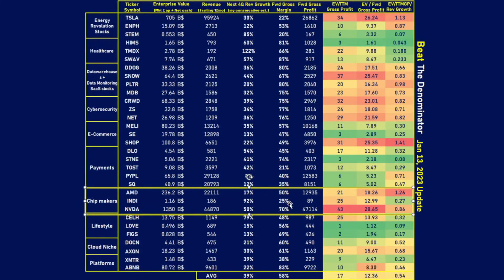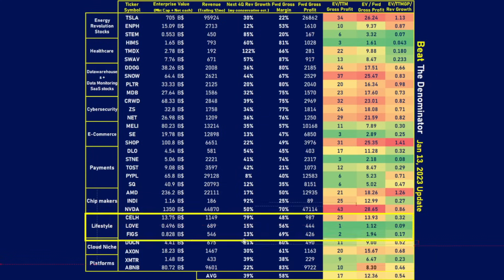I think we'll have more clarity on both of these companies as we get more quarters and more quarterly earnings presentations and earnings calls, etc. Let me move on to lifestyle, my lifestyle stocks. I've added Celsius in there. Celsius I covered recently on the channel.